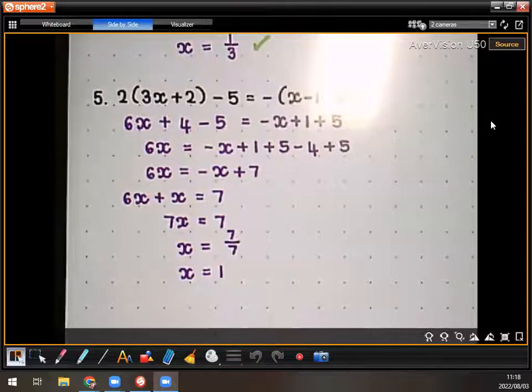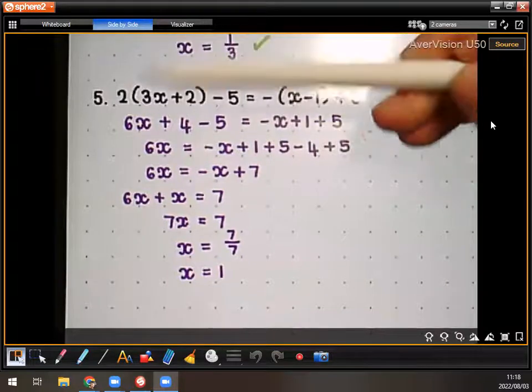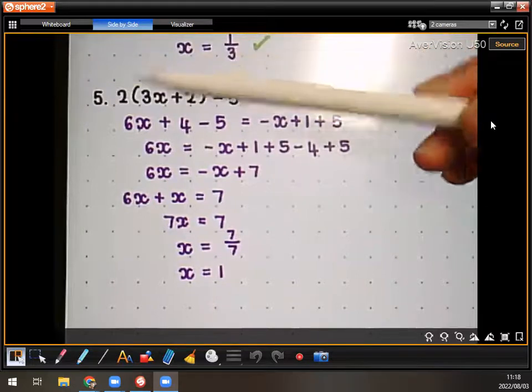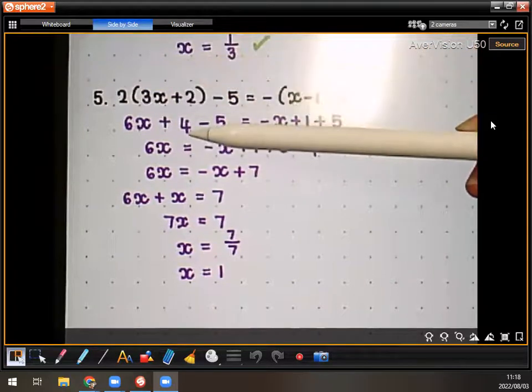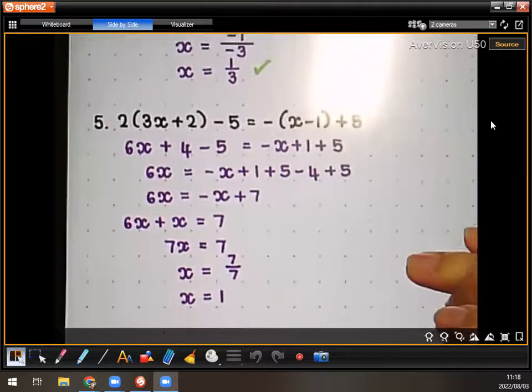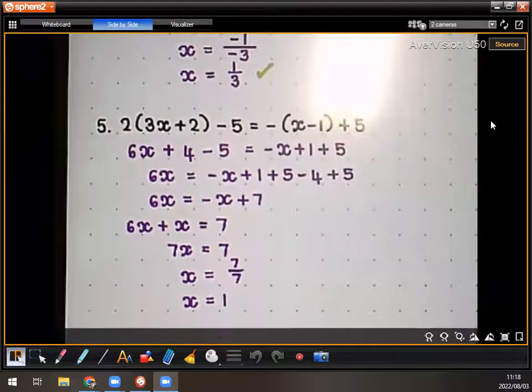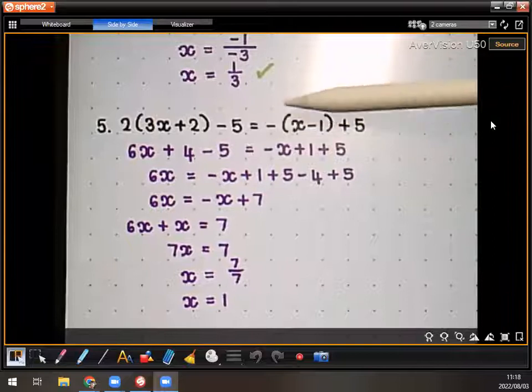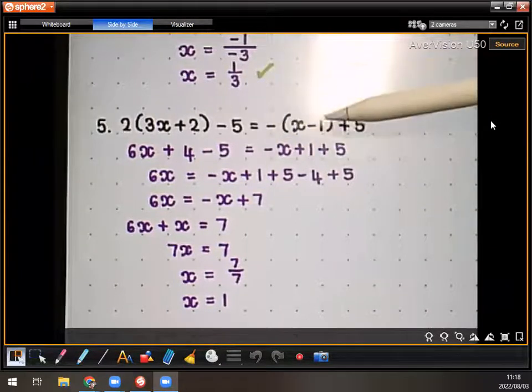Let's go through it step by step, please. Listen. You need to multiply into that bracket. 2 times 3 is 6x and 2 times 2 is 4. On the other side, guys, please, you need to multiply the brackets out before you start doing opposite operations. Don't mix the 2 steps up because you're trying to save time. You're going to get confused. So first multiply out the brackets. Negative 1 times x is negative x. Negative 1 times negative 1 is positive 1.